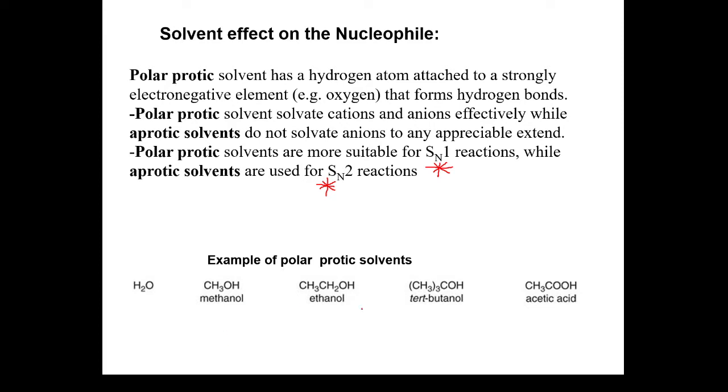Protic solvents: methanol, ethanol, butanol, acetic acid. Things that have a hydrogen bonded to an oxygen. That's what we're looking for. Whoops, that was a terrible circle there. Here, here, and of course right there with water. My mouse is all over the place today.